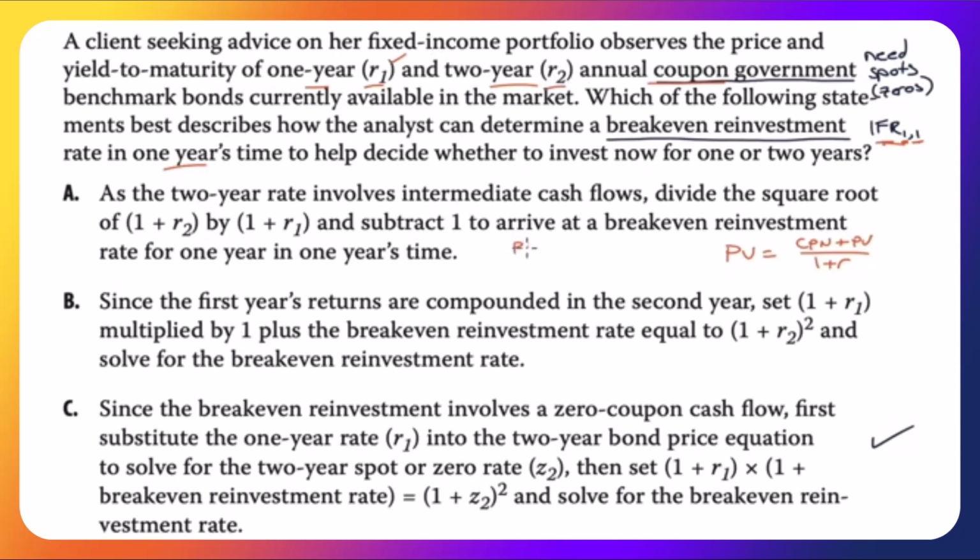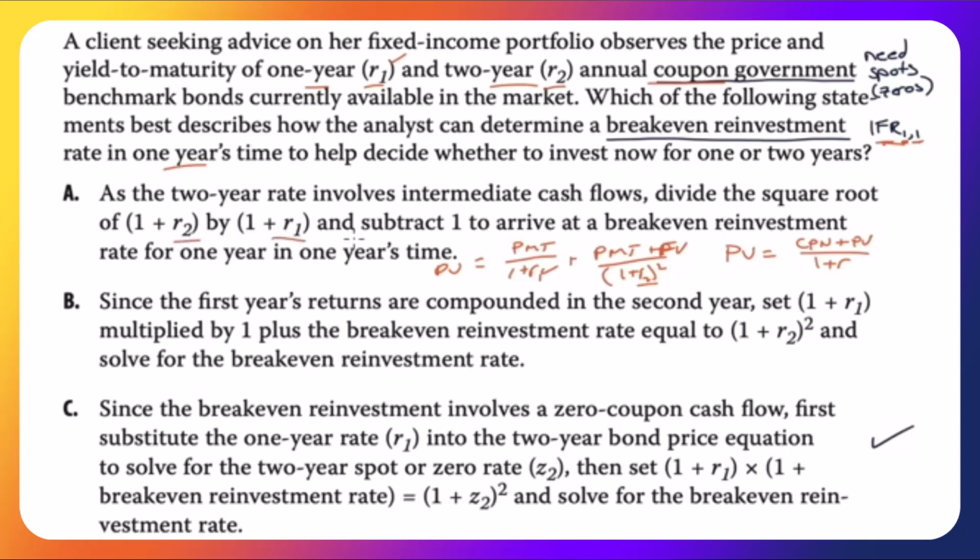What we have to do is take payment over 1 plus R1, plus payment plus future value over 1 plus R2 squared, and equate that with our present value. This is a known, and we have to solve for the unknown to get a spot rate. Let's see what we have. A, as the 2-year rate involves intermediate cash flows, divide the square root of 1 plus R2 by 1 plus R1 and subtract 1 to arrive at a break-even reinvestment rate.